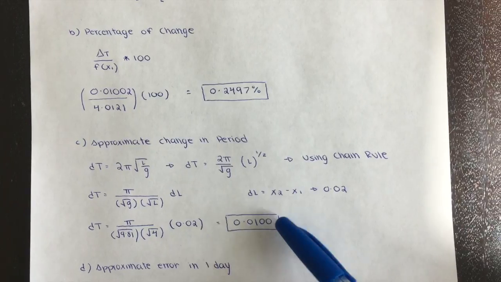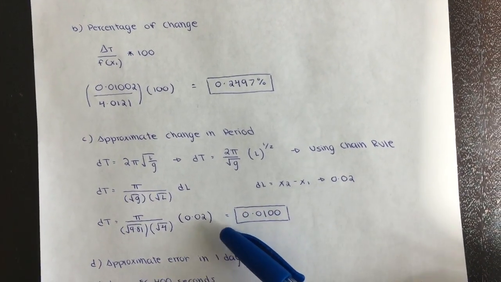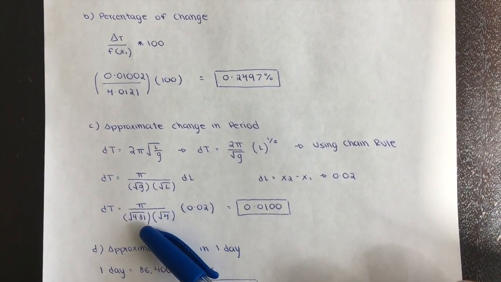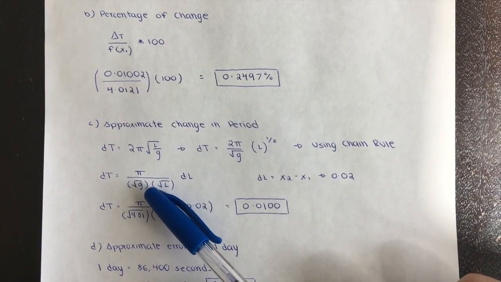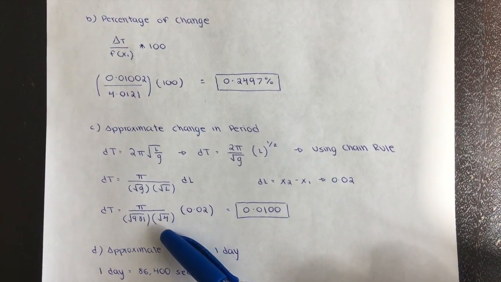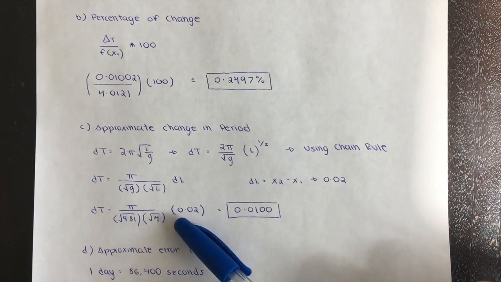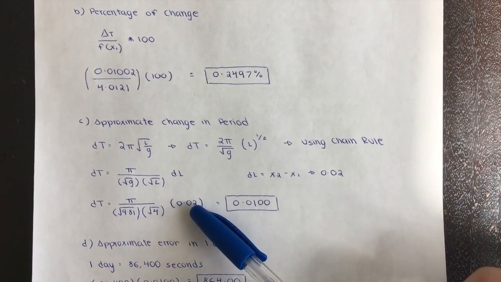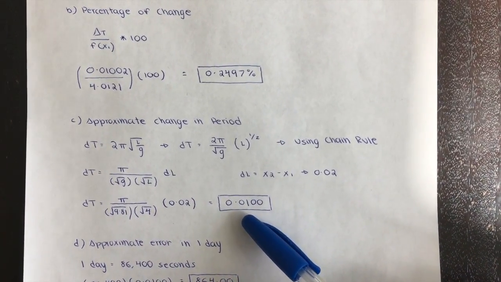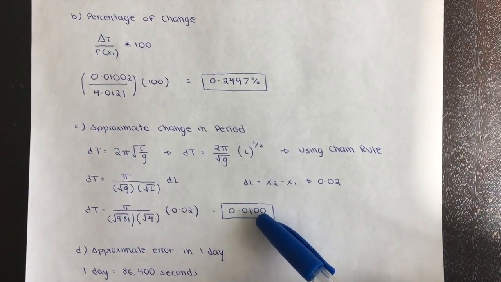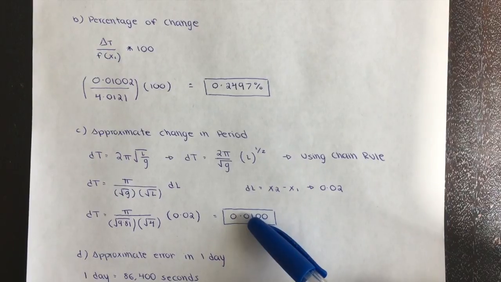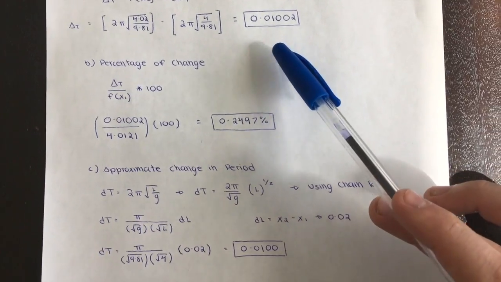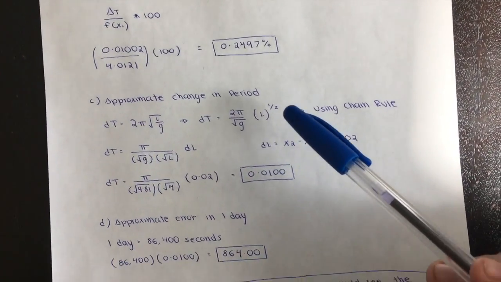So we only put the values of each variable inside the formula, which will give us pi over square root of 9.81, which is g gravity, and times square root of length, which is 4. All of these times dl, which is 0.02. The answer, the approximate change in period, will be 0.0100. We can see in here that this answer is a little bit less specific than number A, which is the change in period, since this is an approximation.